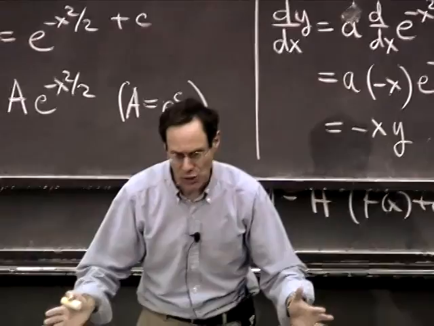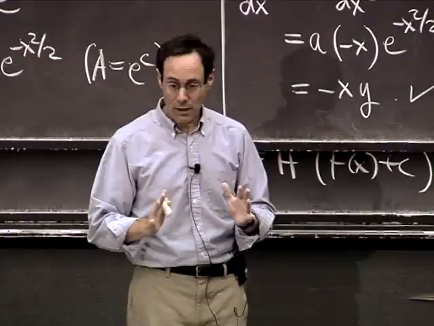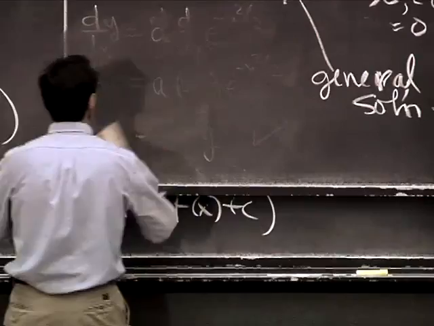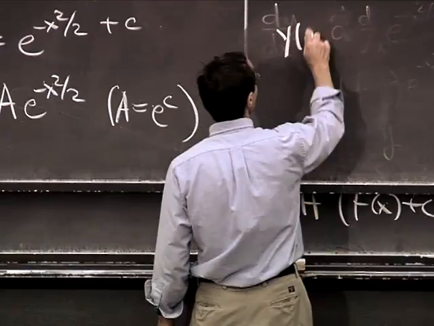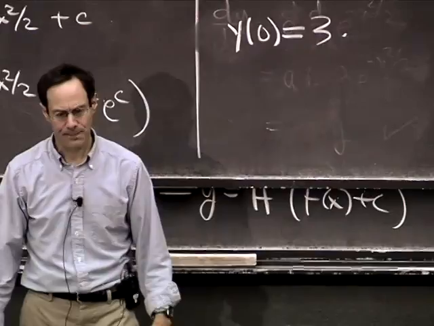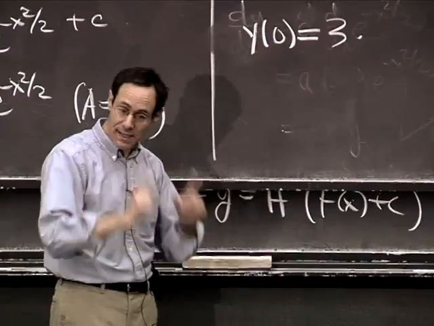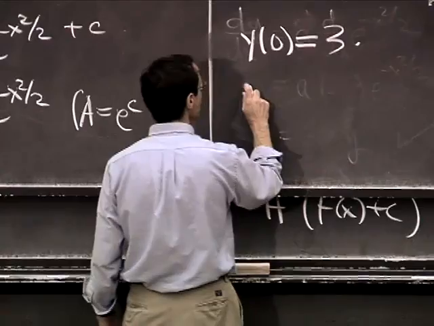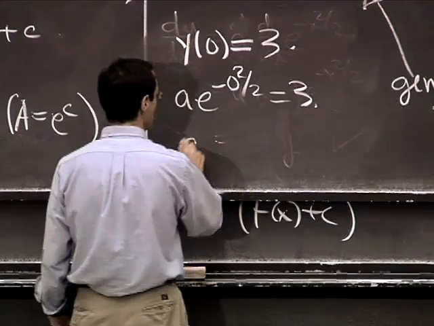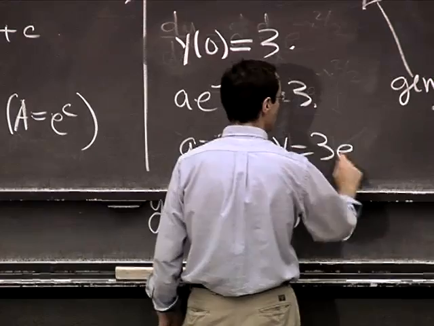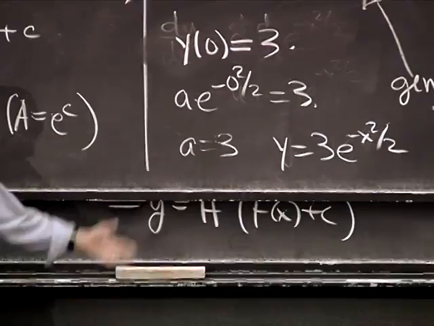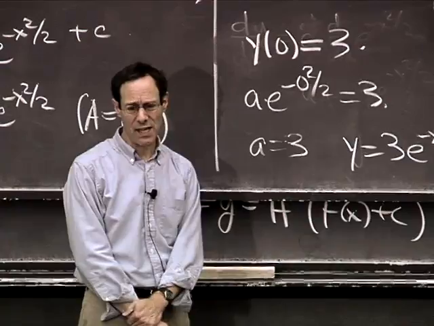Now, it could be that you're given extra information. If you're given extra information, and this is very typical in such problems, you have the rate of change of the function, which is what we've given, but you might also have the place where it starts, which would be, say, it starts at 3. All right? Now, if you have that extra piece of information, then you can nail down exactly which function it is. If you plug in 3, you see that a times e to the minus 0 squared over 2 is equal to 3. So a is equal to 3. And the answer is y is equal to 3 e to the minus x squared over 2. And similarly, if it starts out negative, it'll stay negative, for instance. If it starts out 0, it'll stay 0, this particular function here.